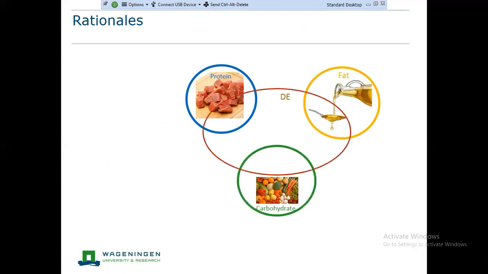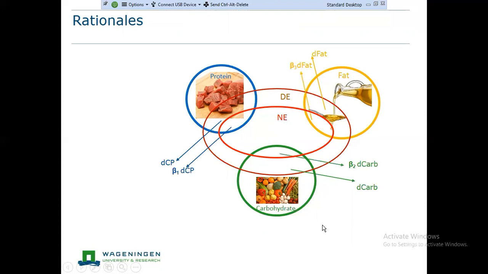To summarize the difference between the two approaches, the DE and NE approach, I try to visualize this. You see that the DE approach considers the digestibility, or the fecal loss of nutrients via the feces. But in the NE approach, we also consider the loss of heat production and the loss of energy via the urine and the gills.